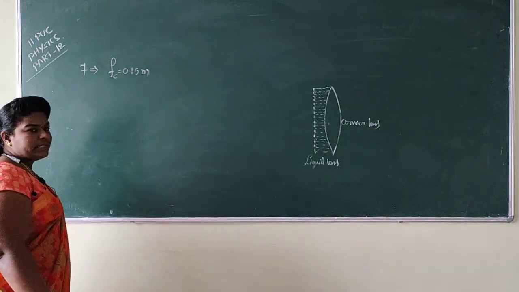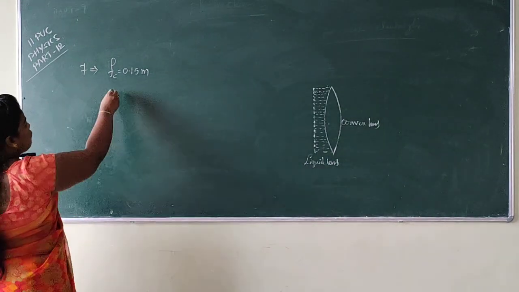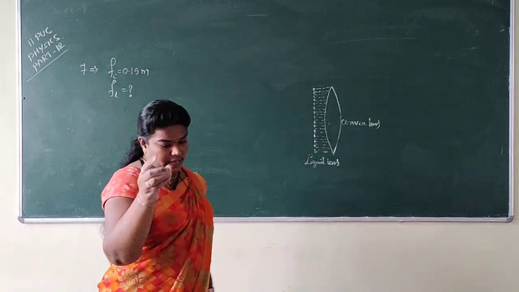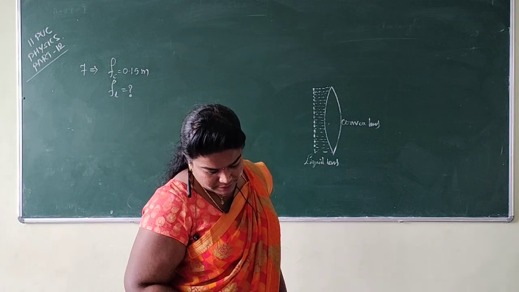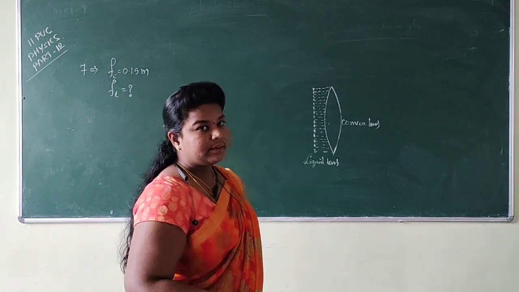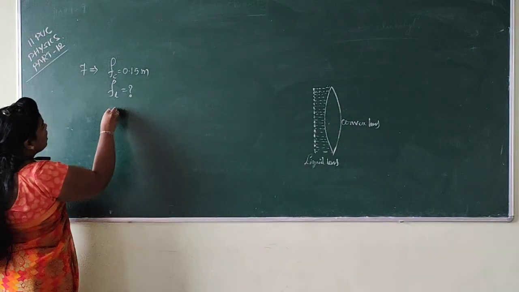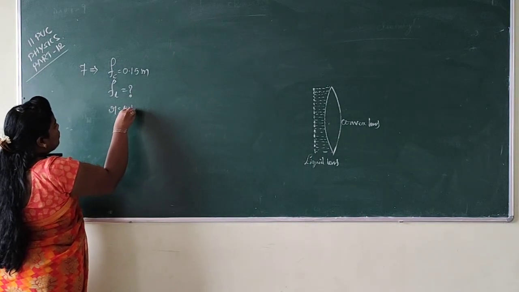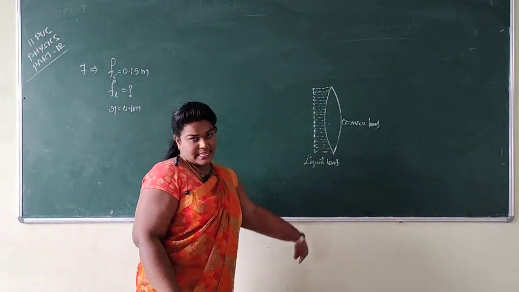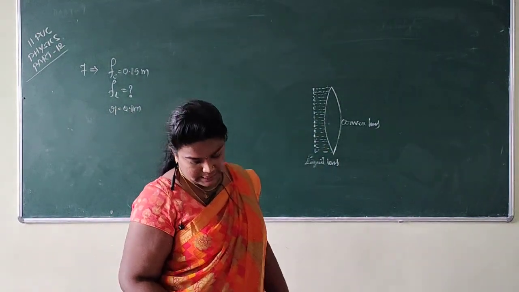Now, what is the focal length of the liquid lens? FL is equal to question mark. Next, it was continued: they have given that the radius R is equal to 0.1 meter. It is the radius of this curved surface, equal to 0.1 meter.